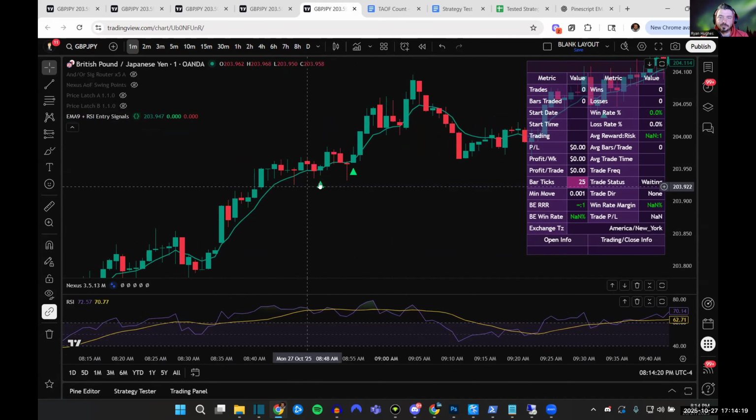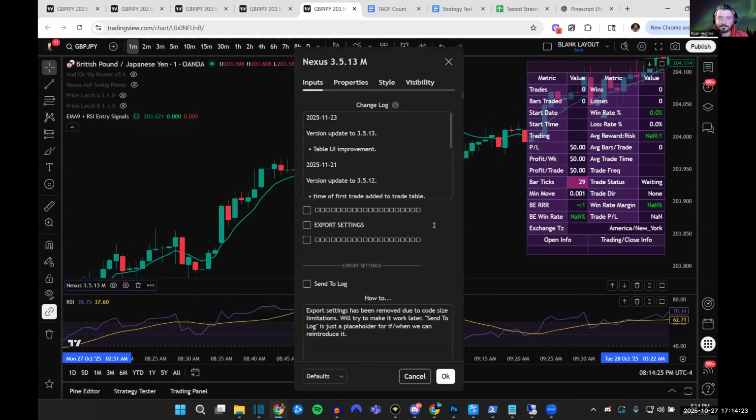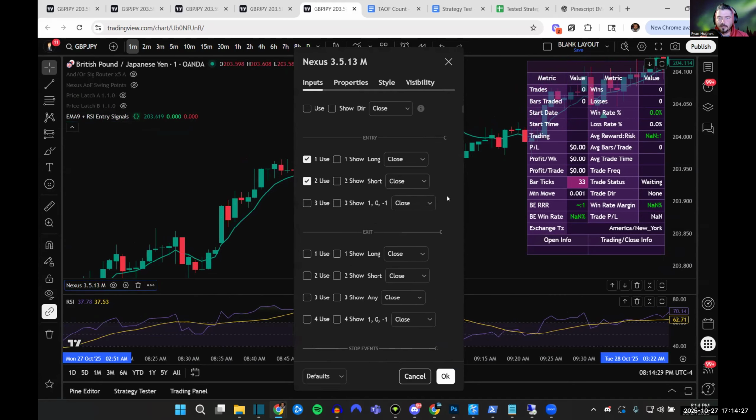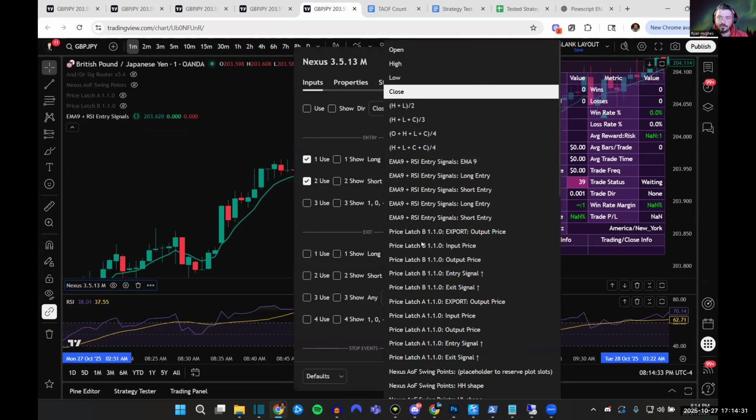Now I want to attach these signals to Nexus. So I go to Nexus, right here. Again, everything's already set up the way I generally use it. I go to my entries, and what I'm looking for now is the EMA 9 plus RSI entry signals. I'm looking for where it gave me long entry and short entry. Often it duplicates these, and you can use either or. You can go in and code it out, but it's not necessary.